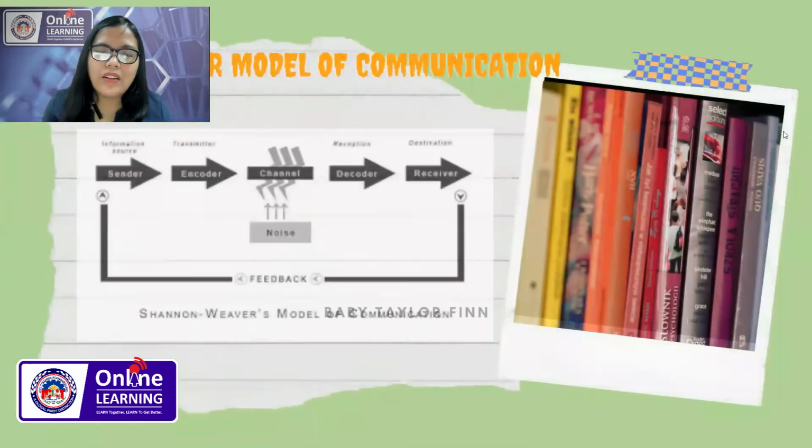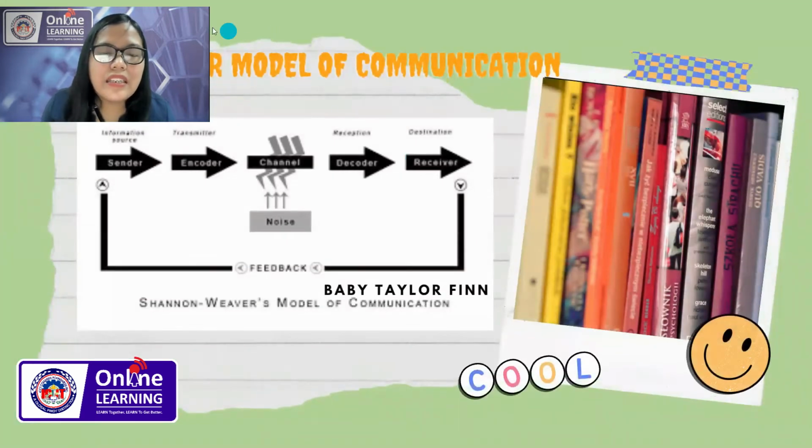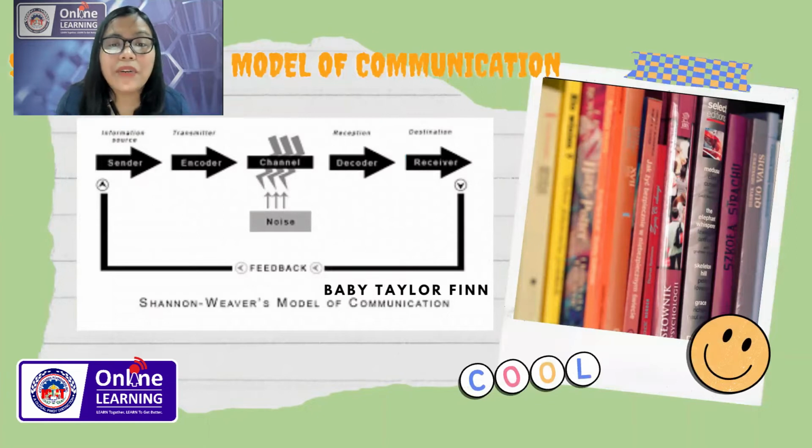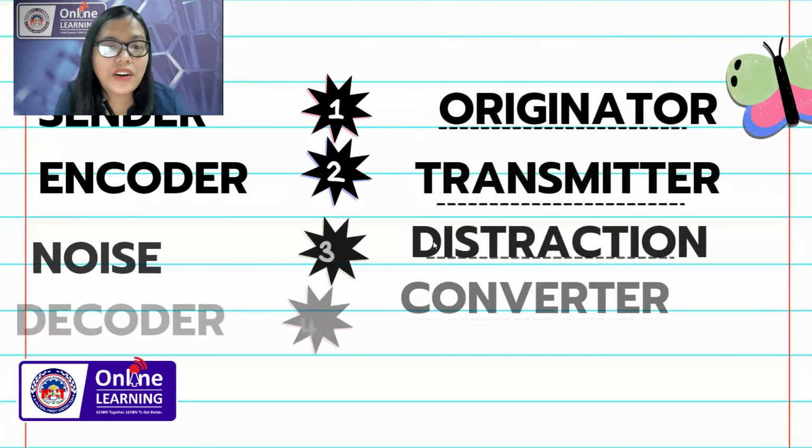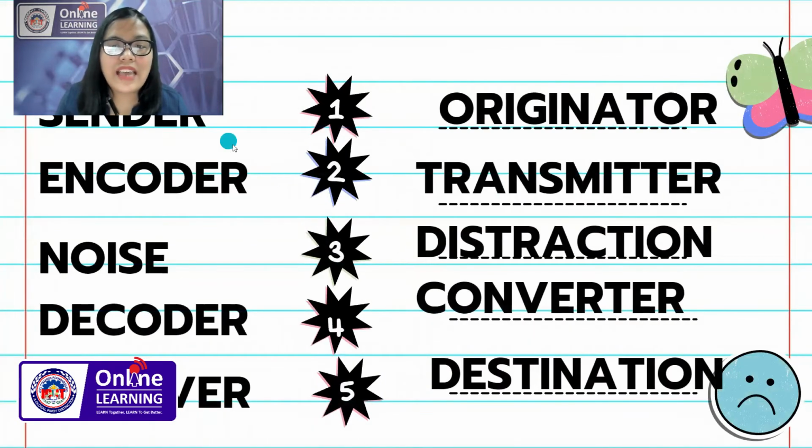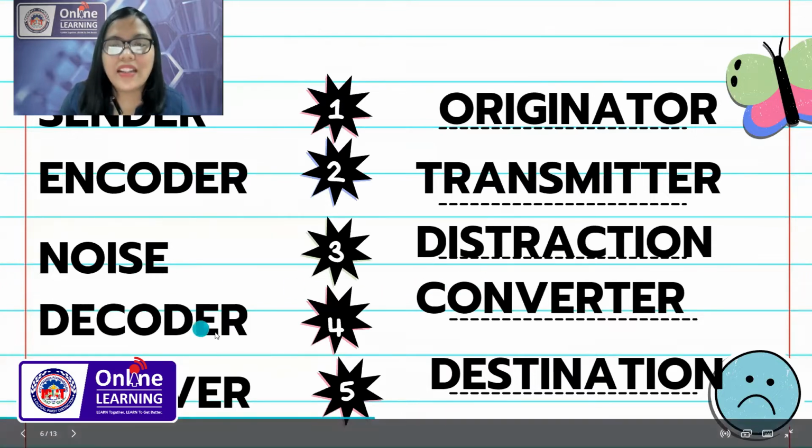Next, we have the Shannon-Weaver model of communication. As you can see here, we have the noise and the channel. The Shannon-Weaver model has the sender, which is the originator of the message, the encoder, the one who transmits the message, the noise, which is called the distraction, and the decoder as the converter. And the receiver is the final destination of the message.